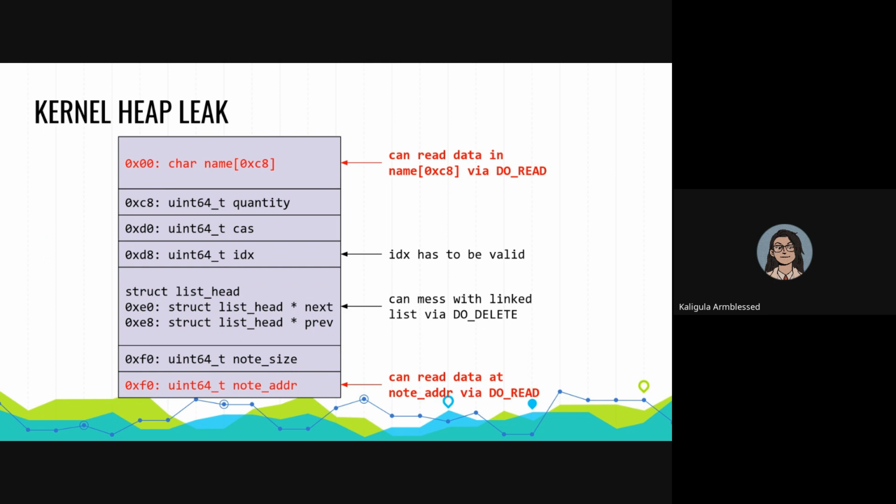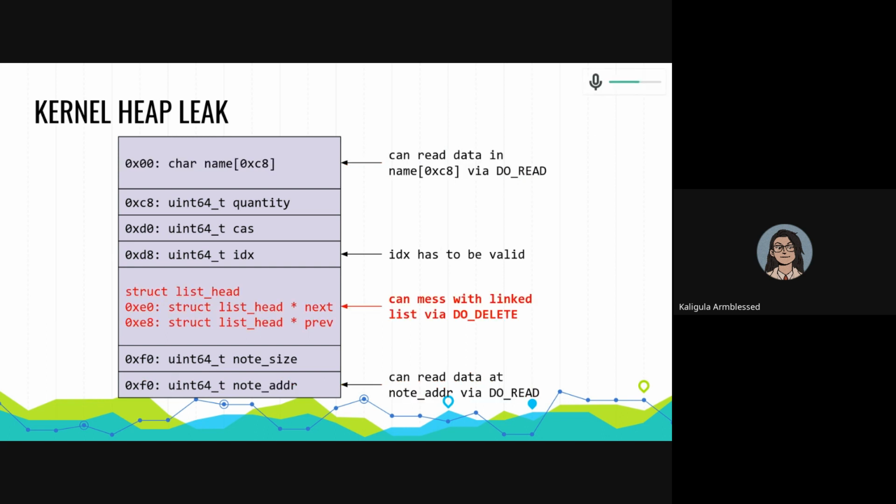First, we know that we can read data from this object via the name portion, but there's also something else that's very interesting. The doRead function actually allows us to read data that's pointed to by this node address. So if we are able to put a fake pointer here, to wherever we want to read, we can get arbitrary read. That is very useful.